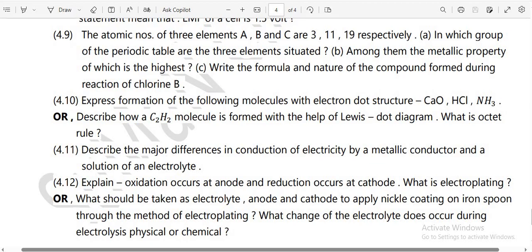4.12 Explain: oxidation occurs at anode and reduction occurs at cathode. What is electroplating?